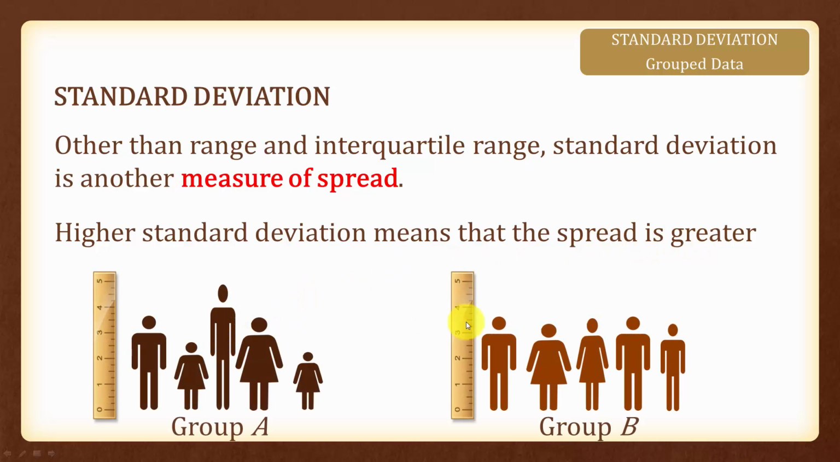Here we have two groups of people, Group A and Group B. Each group has 5 persons each. If we measure the heights of these two groups, which group do you think will have a higher standard deviation? Yes, Group A will have a higher standard deviation because the spread of their heights is greater.